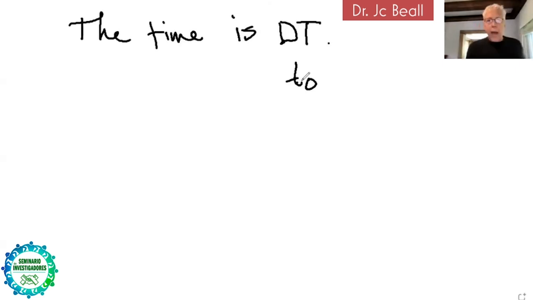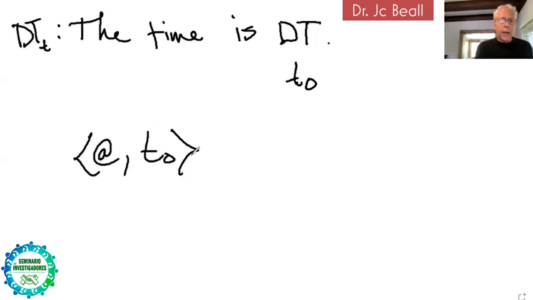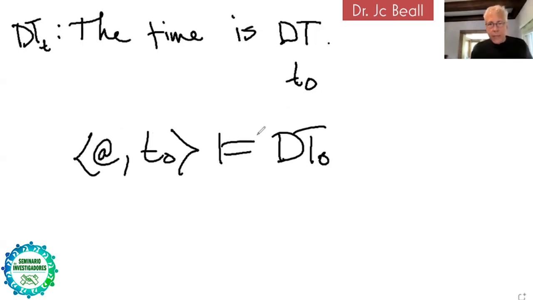But that means now, let's let DT just sort of be this sort of sentence, right? Okay. So then at the actual world and the time zero, DT zero is true. In the actual world, this sentence, the time is T zero, is true exactly here and untrue everywhere else. Yeah? Again, this is supposed to be straightforward.